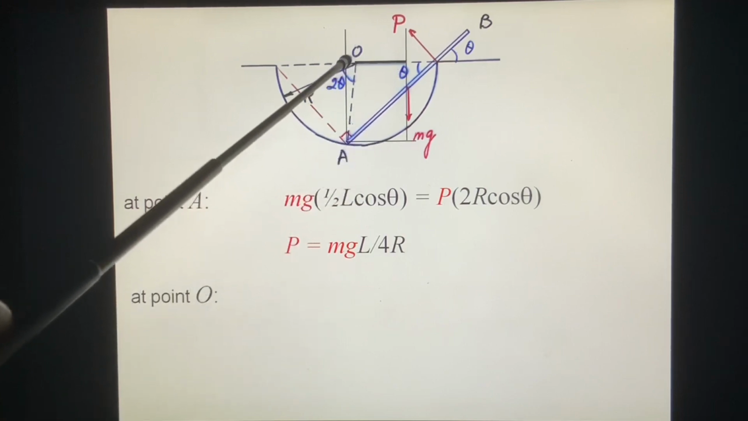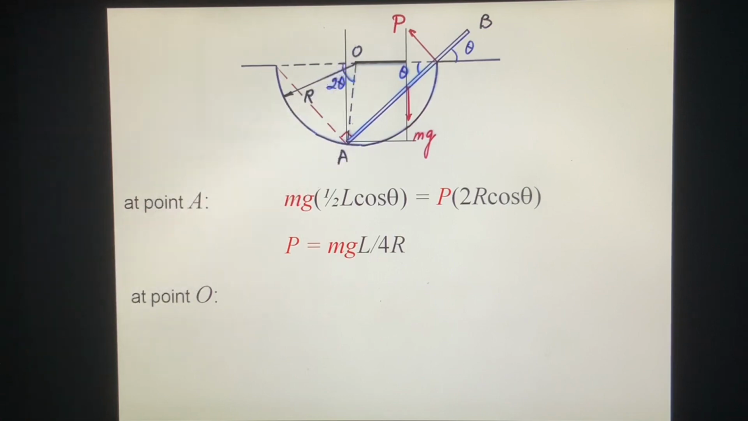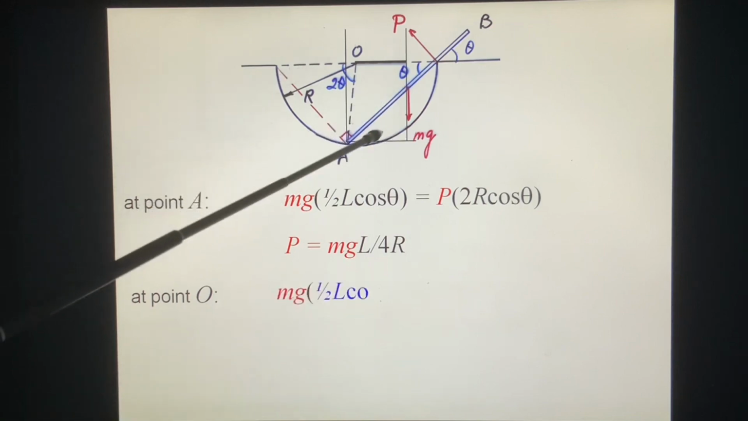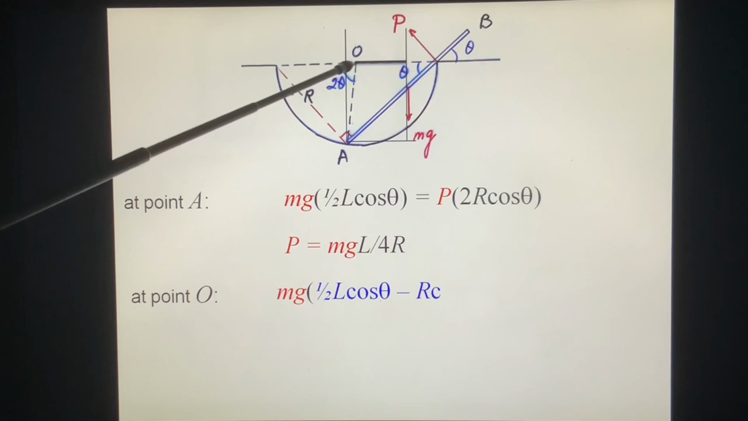And the small line, you look at it, this is a rectangular triangle. This angle is 2 theta. Why? Because this is r, so this is theta, this is theta, and this is 2 theta, equal to the sum of these two. So the small line equals r cosine 2 theta. So the mg torque is mg times half L cosine theta minus r cosine 2 theta.